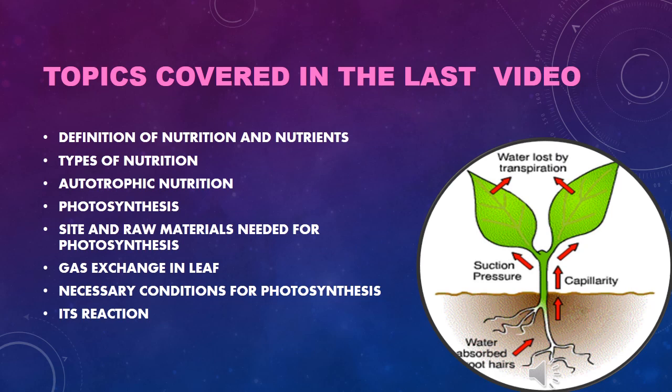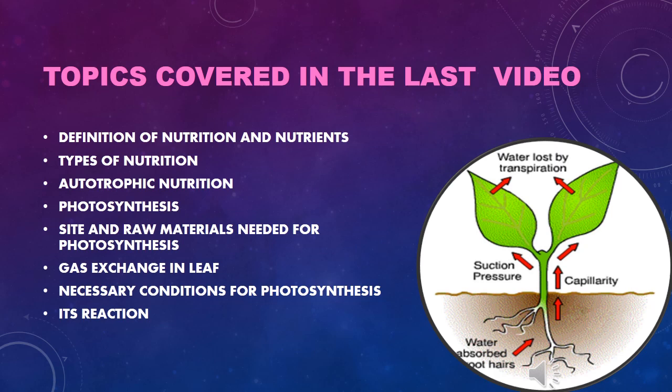Later on, we focused on autotrophic nutrition. The organisms which are able to make their own food are called autotrophs, and their mode of nutrition is called autotrophic nutrition. In that, we saw the very important process of photosynthesis, which happens in plants. It is the process of food making in a plant. In photosynthesis, we saw the site where it happens and the raw materials needed for the process.